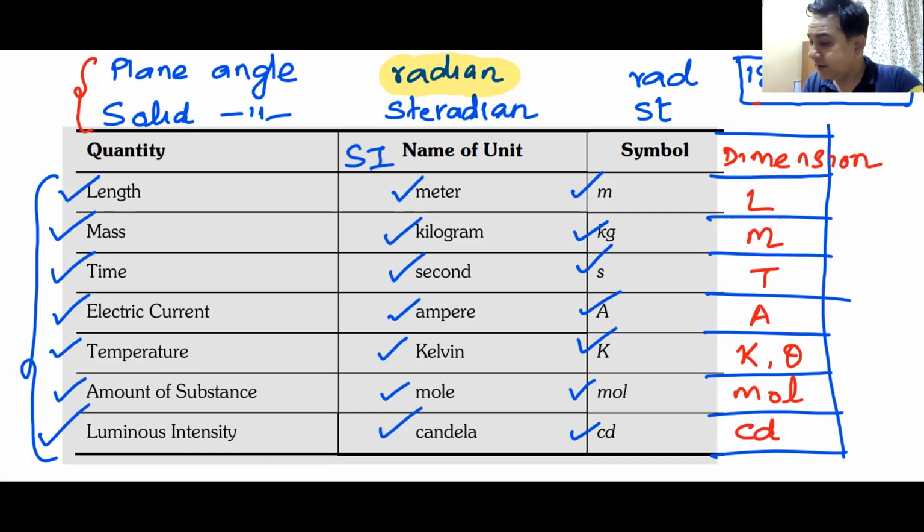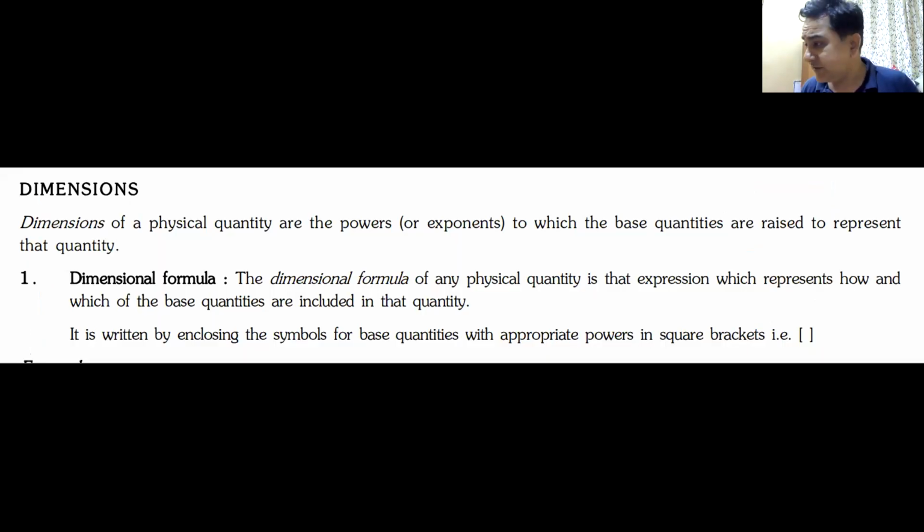With the next thing. Now remember, no one is going to ask you the definition of dimension, what you mean by dimension. But since we are dealing with dimension, it's better if we write the definition also. Now, how do you define this dimension? The definition comes on your screen right now. What is the dimension of a physical quantity?